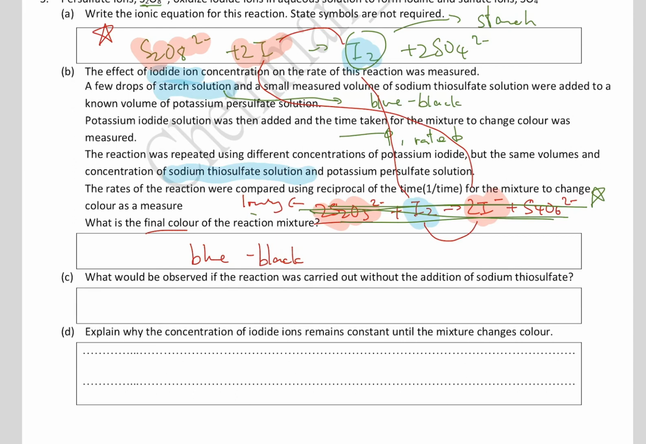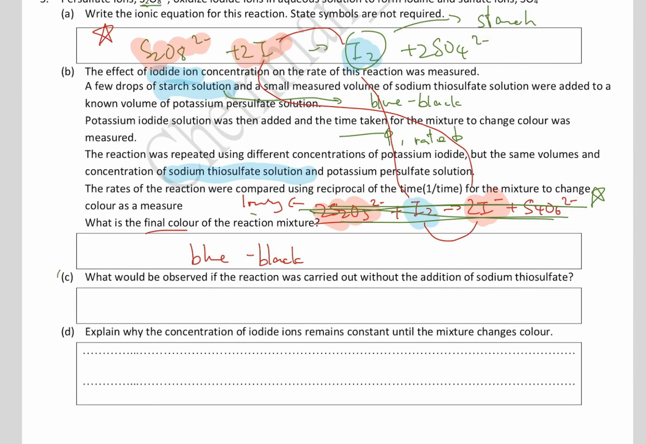They just make something from I minus to I2. But when you know the second one, the function of the second one is to make the I2 into I minus again, so it can make the time taken for the reaction much longer.